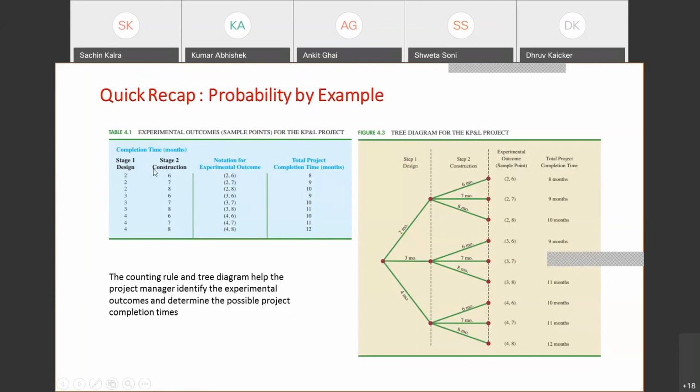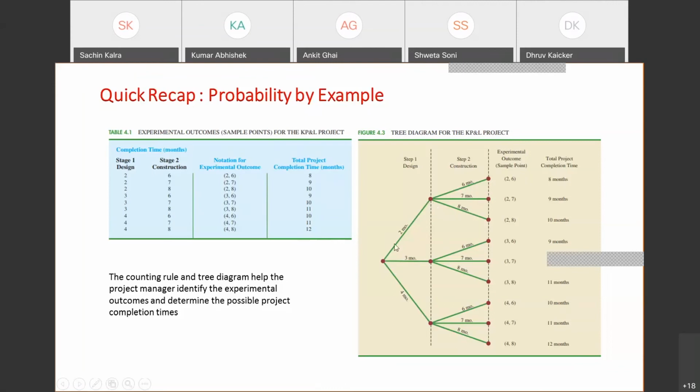Suppose we have two parts, design and development. Design will take at least 2 months, or it can take 3 months, or it can take 4 months. And the development can take from 6 to 7 to 8 months. So we have listed all the outcomes, right? And we make a simple handwritten tree.